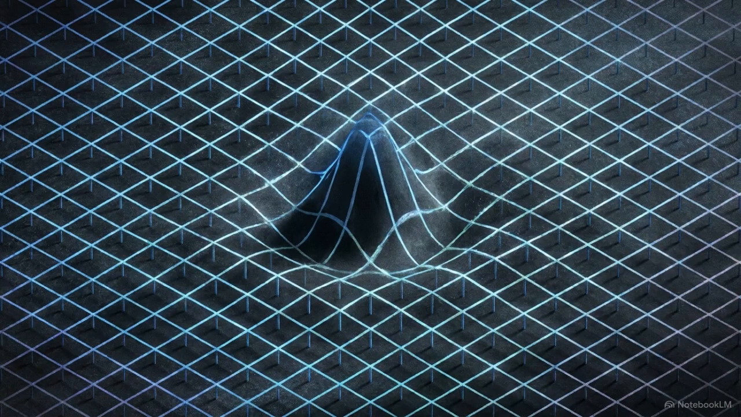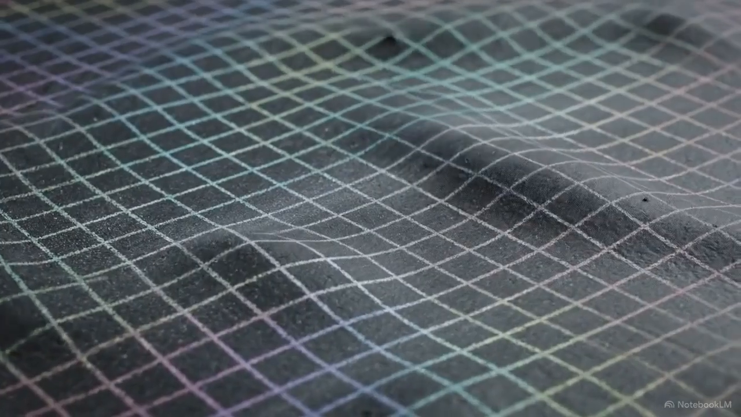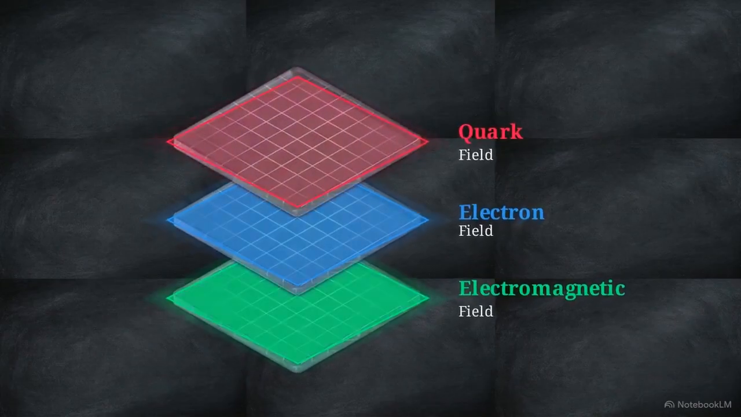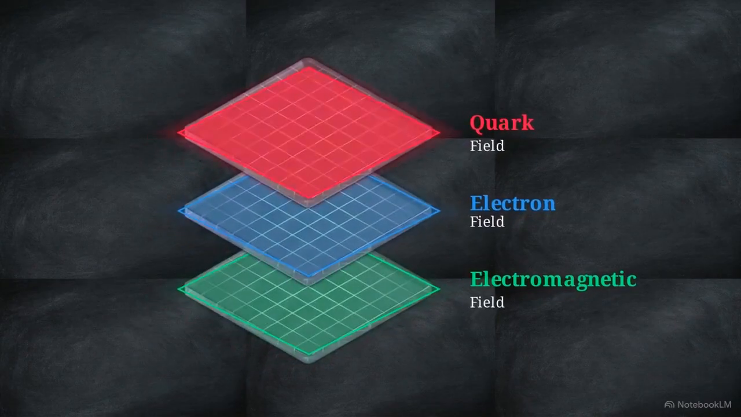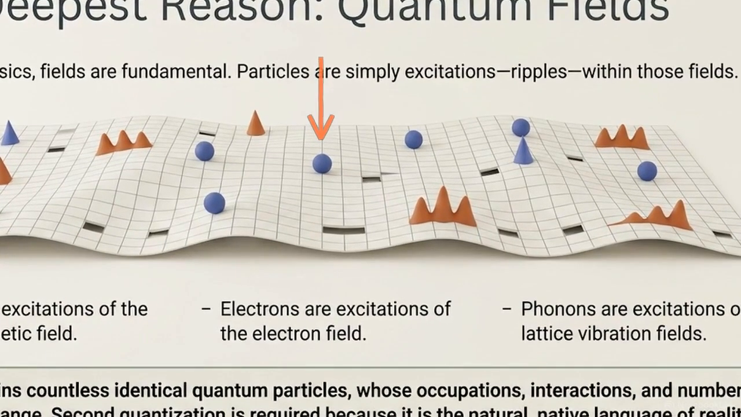It suggests that individual particles are not the fundamental building blocks of nature. Modern physics is built on quantum field theory. It posits that the universe is actually composed of continuous underlying fields, an electromagnetic field, an electron field, a quark field, stretching across all of space. Within this view, a creation operator describes the mathematical action of adding energy to a specific field, generating a localized ripple. We perceive that ripple, that excitation, as a discrete particle.